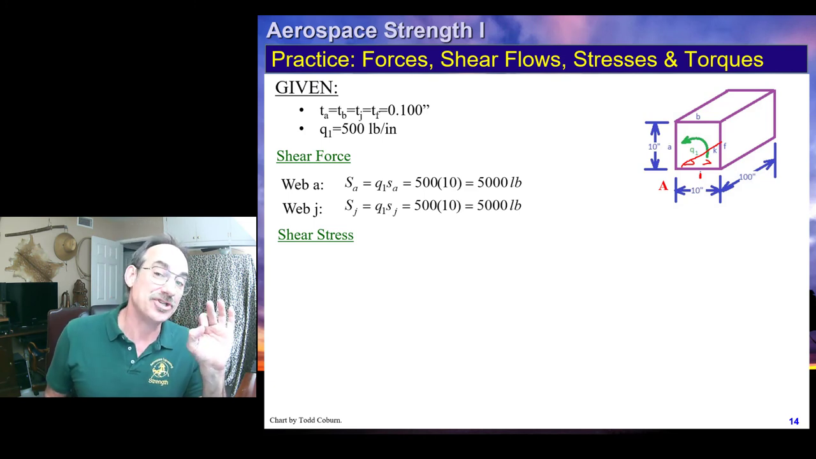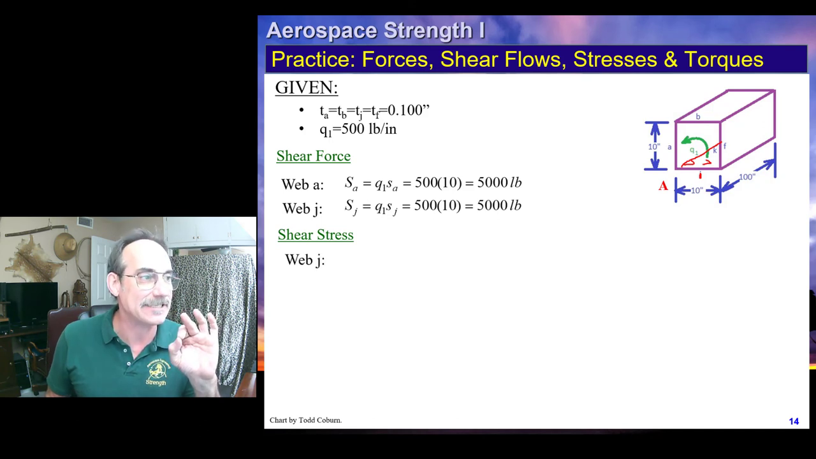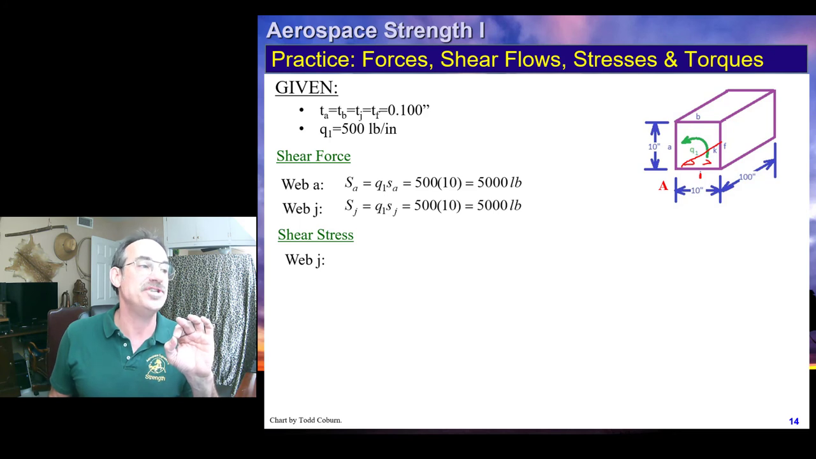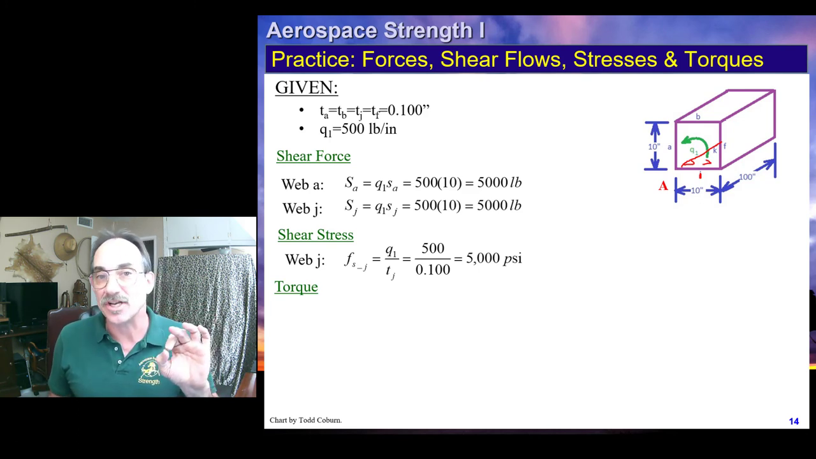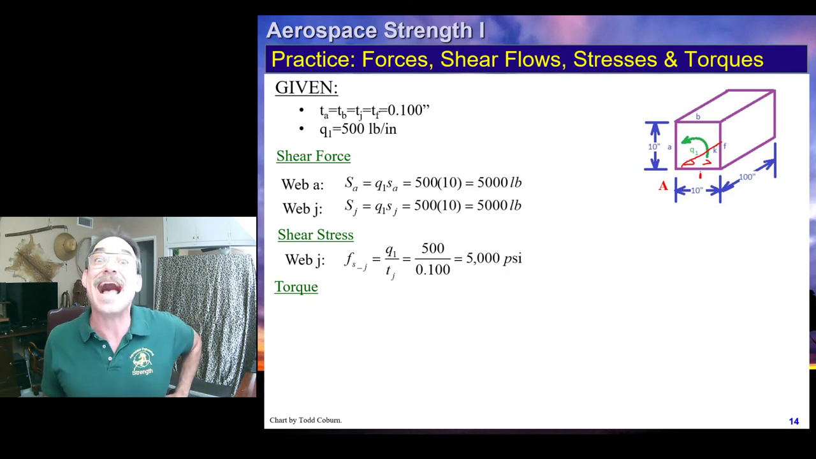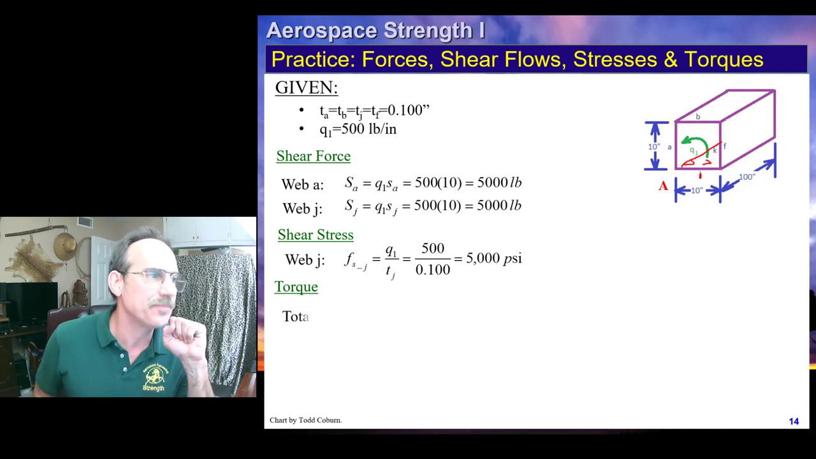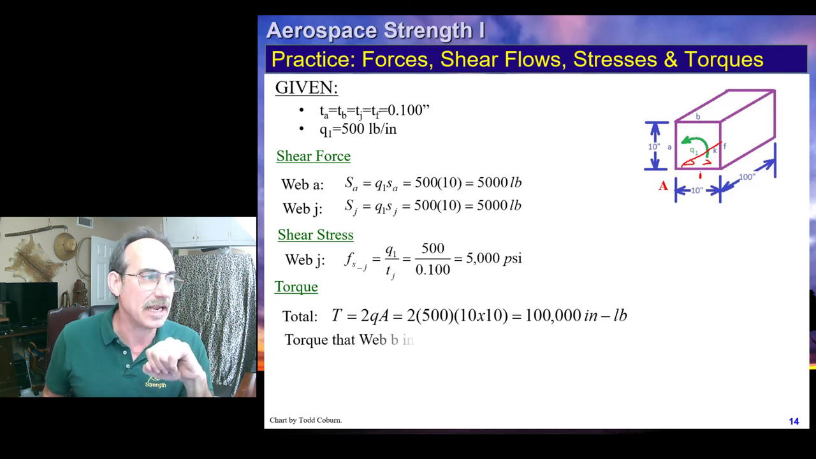If we talk about shear stress, we know the shear stress is just Q over T, which means the shear flow in each web divided by its thickness. So if we want the shear stress in web J, we would just take the Q in web J and divide by its thickness. If we want the torque, normally we're calculating the torque for the entire section, and we're going to relate T equals 2aQ to calculate how much torque the entire thing carries. That's this equation here that we've just been talking about.